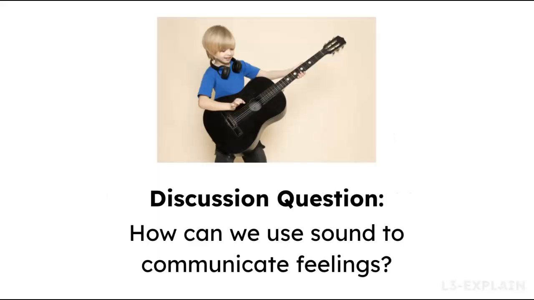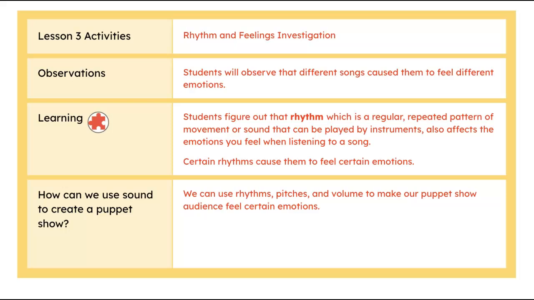For the Explore portion, you'll bring the class together and lead a discussion about students' observations from their Rhythm and Feelings investigations. You'll use the provided questions to guide your discussion around the question, how can we use sound to communicate feelings? The goal of this class discussion is to produce evidence to answer the question. You'll use the discussion to create the Lesson 3 summary chart.